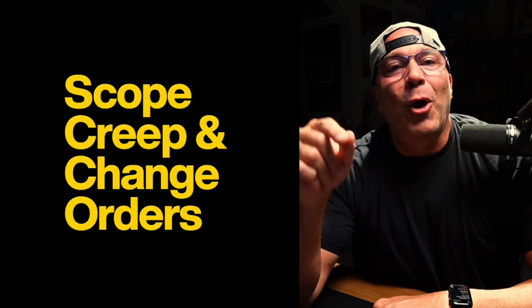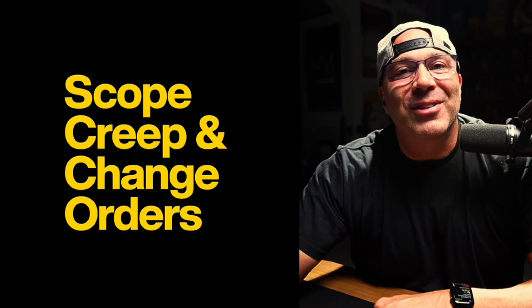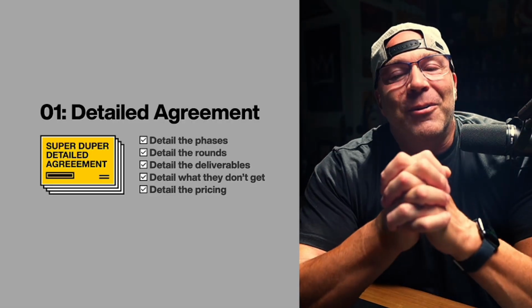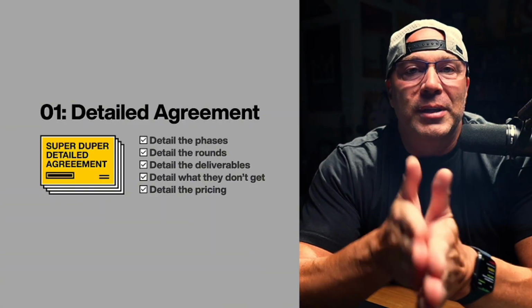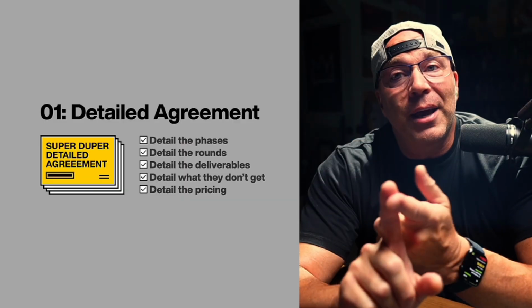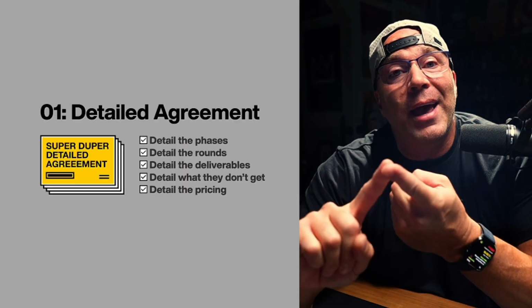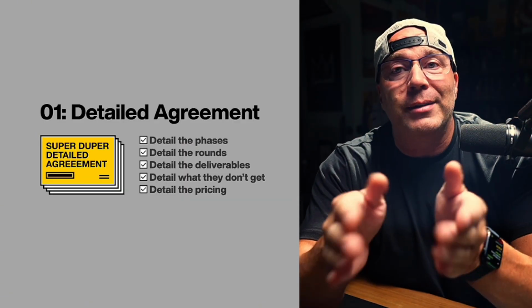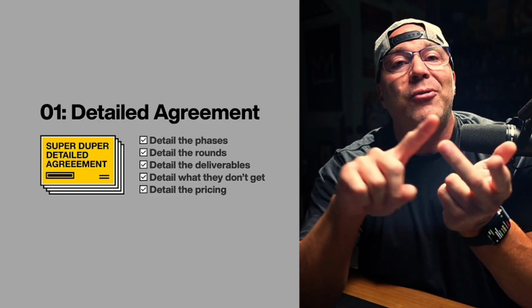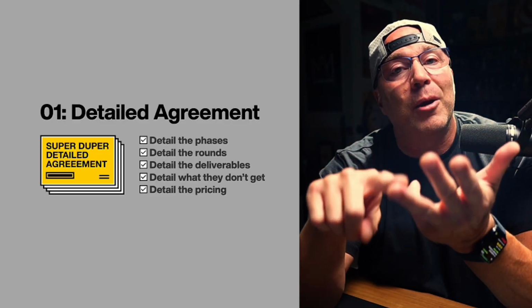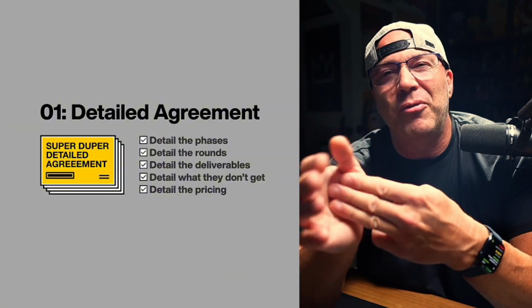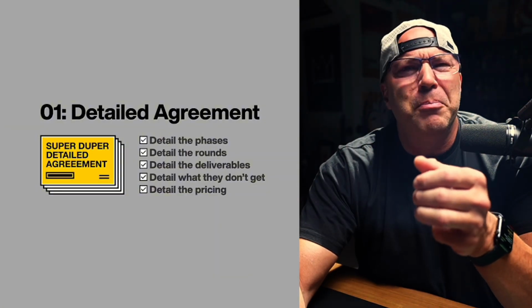All right, scope creep and change orders. Let's go. The first thing you got to do is start with a detailed agreement. Now, your detailed agreement with the client should detail the phases of the project, like a strategy phase, then a design phase, and then a production phase. 3 simple phases.